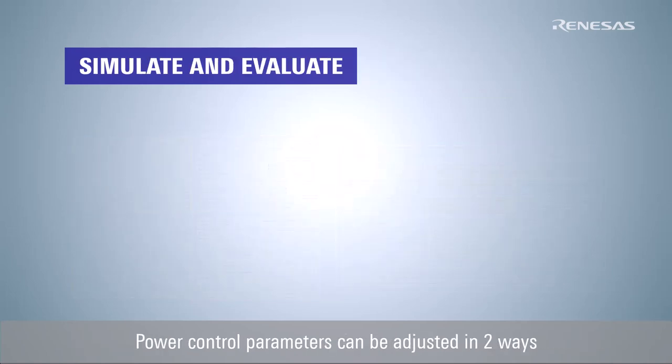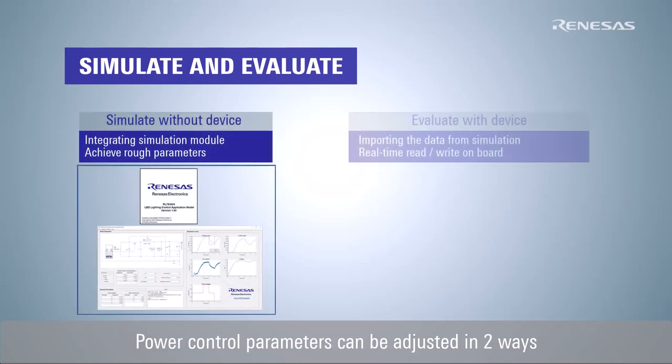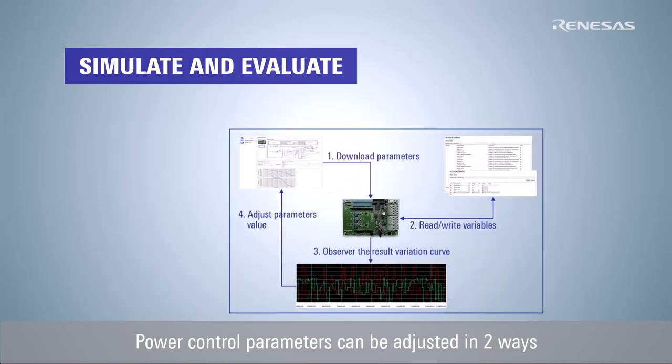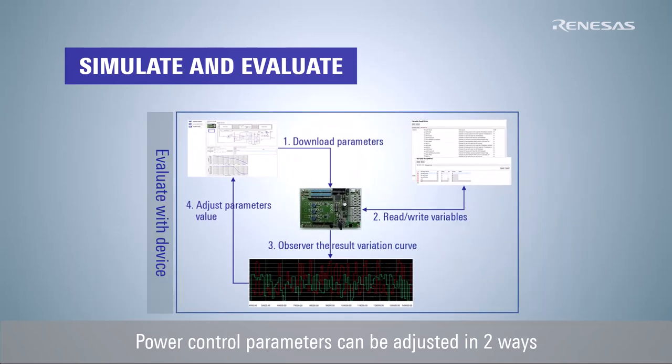Power control parameters can be adjusted in 2 ways: simulation and evaluation. The QE for Lighting and Power tool has integrated a simulation module. With it, you can obtain rough parameter estimates without using additional equipment. After importing the rough parameters into the evaluation function, the QE for Lighting and Power tool can download the parameters to the actual board and make necessary adjustments based on real-time results obtained from the board.